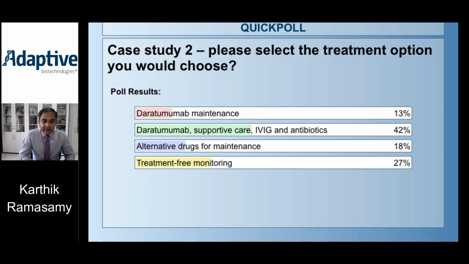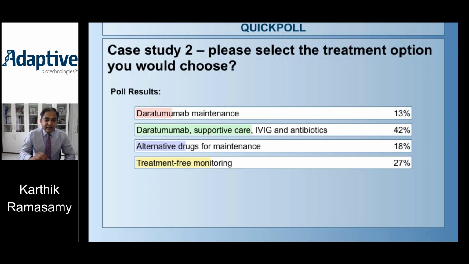Some of you, about 18%, would think an alternative drug for maintenance should be considered at this time, because obviously use of daratumumab does increase the risk of respiratory infections, as has been shown in trials. And about 27%, a quarter of you, would think treatment-free monitoring is appropriate.